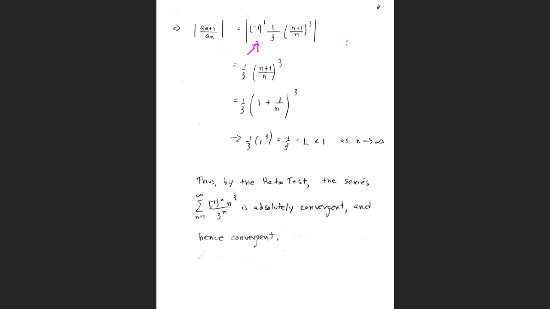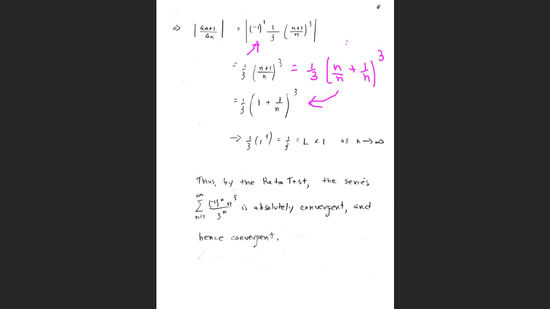Well, the absolute value is going to turn the -1 to the first power into a positive, and then we can drop the absolute values, and we have 1/3 times n plus 1 over n cubed. And we can think of that as 1/3 times n over n plus 1 over n cubed. And then that's going to give us 1/3 times the quantity 1 plus 1 over n to the third power.